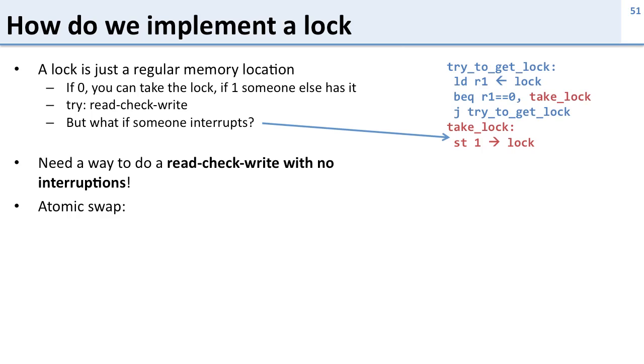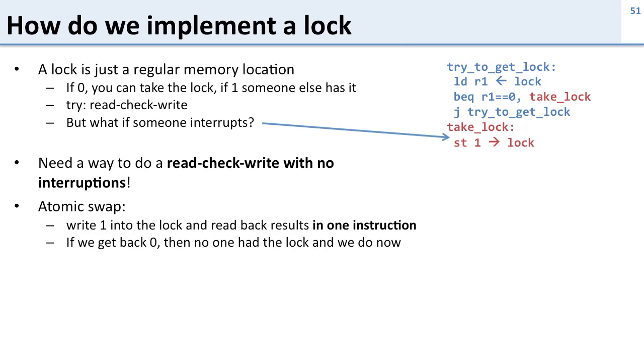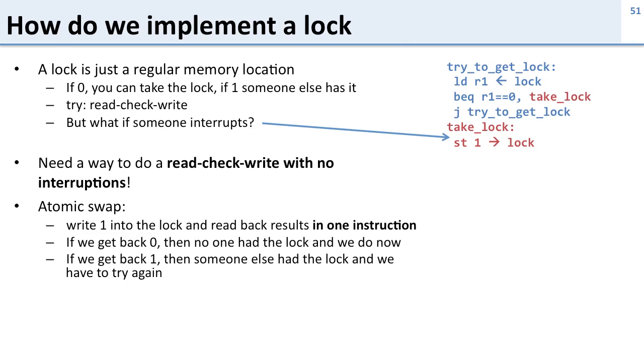The way this is typically done is with an atomic swap. So an atomic swap is going to put a 1 into the lock location and read back the result in one instruction. So if we get back a 0 from the atomic swap, that means there was a 0 in the lock before and no one had it, and now we do have it because we put a 1 into it. However, if we get back a 1, that means someone else had put a 1 into the lock. Someone else had it, so we swapped in another 1, so the lock still stays 1, but we know that we didn't get the lock and have to try again.